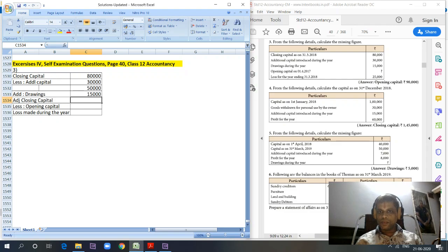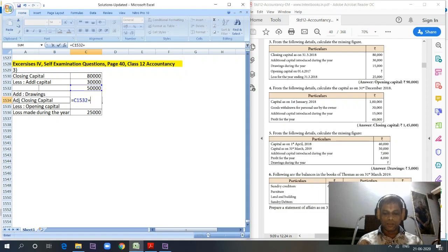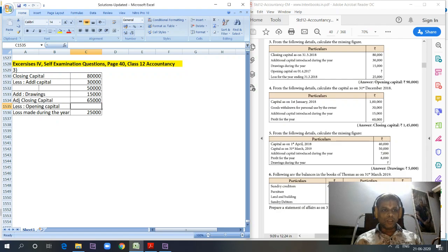Then loss for the year 25,000. So it's loss for the year 25,000. Then we have to find out what is the opening capital. So adjusted closing capital 50,000 plus drawings 15,000 is 65,000. So loss made during the year is 25,000.